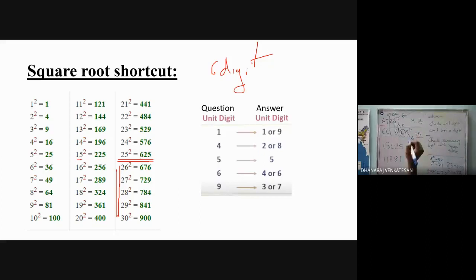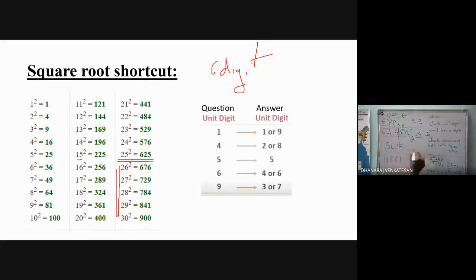Whether I have to choose 6 or 4, how will I choose? 25 into 26 is 650. Okay. 645 I will compare with 650, which is lesser. So I will choose the lesser number here.